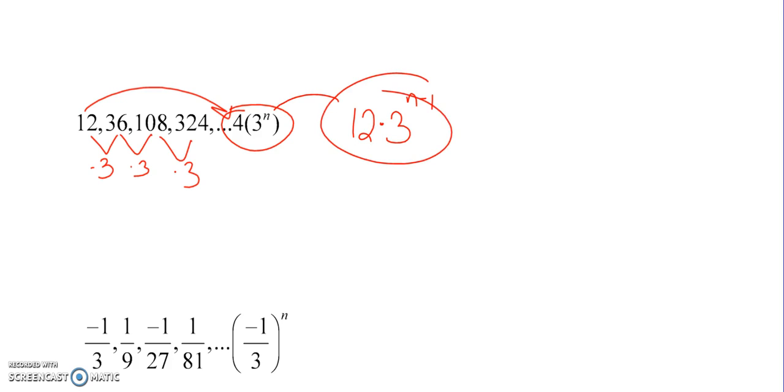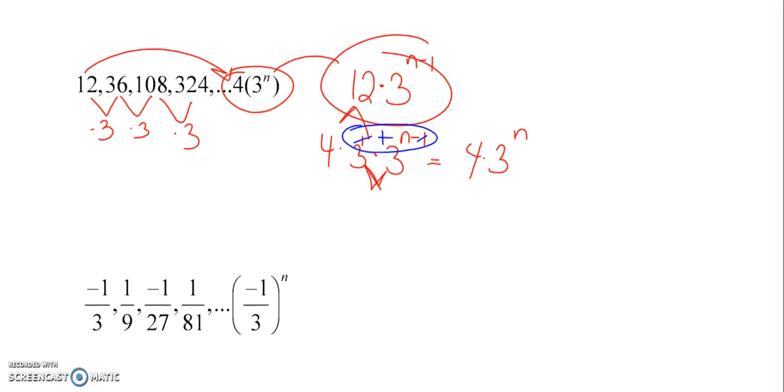Now, why are they written differently? Well, what if I broke down 12 into 4 times 3, times 3 to the n minus 1? Well, this is 3 to the first, and this is 3 to the n minus 1, and I could actually combine them. When you add your exponents, 1 plus n minus 1, these cancel, and you end up with 4 times 3 to the n. Another way of writing it.